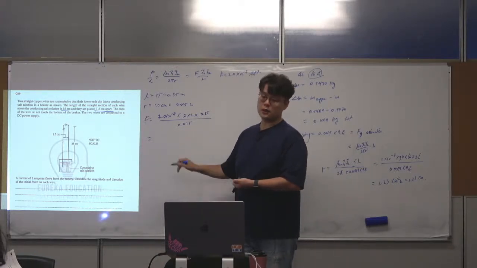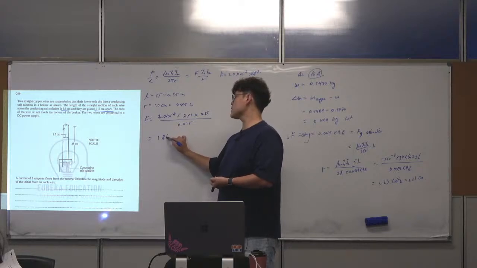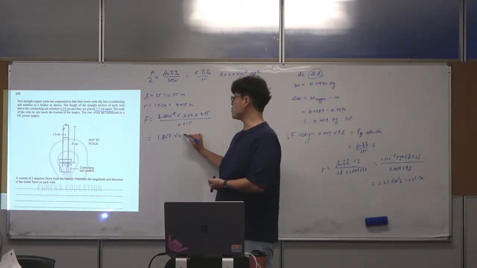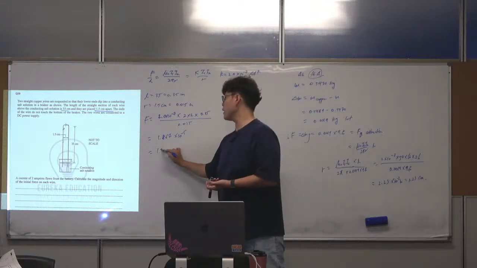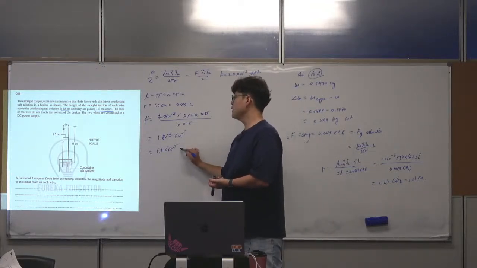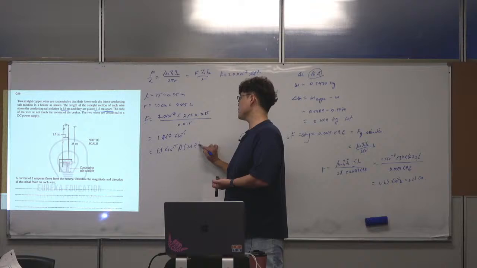And you should get 1.867 times 10 to the power of minus 5. Given that in 2 sig figs, this is the same as 1.9 times 10 to the power minus 5 newtons in 2 sig figs.